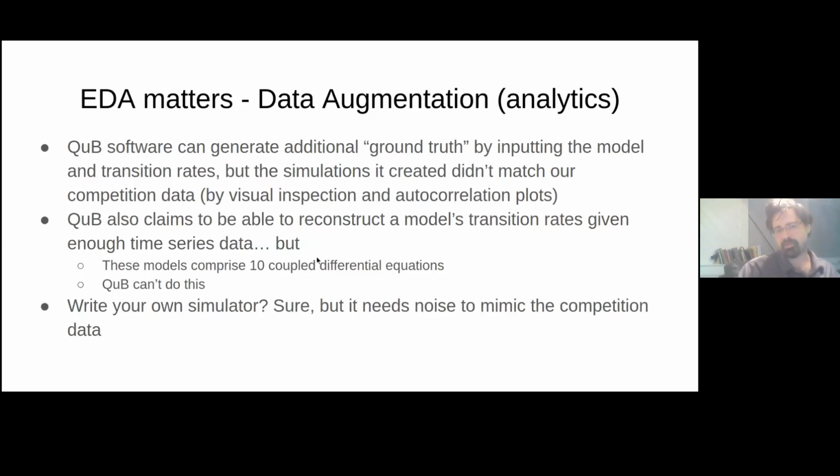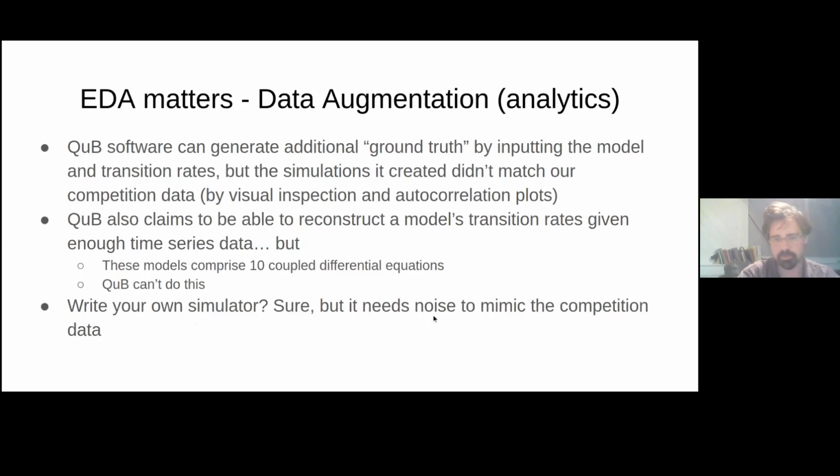It also claims, and this is a side note, but I think Cube is becoming abandonware, to be able to reconstruct transition rates with enough of that time series data, which would be the actual competition data. But if you think about those models, those are 10 coupled differential equations, and it can't do that. Nothing can solve these 10 coupled differential equations with millions of data points and get reasonable results in a few hours. So that never worked out.